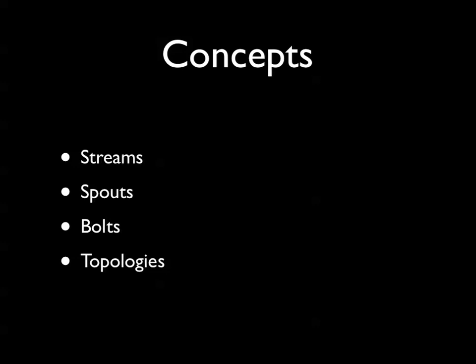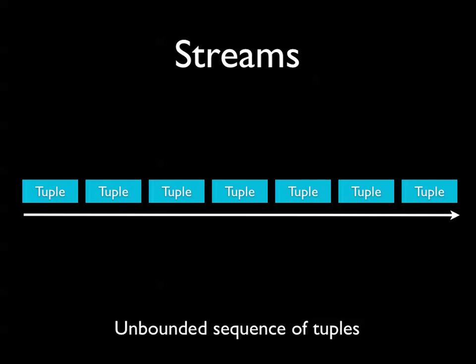Okay, so let's dig into the concepts of Storm. Storm has 4 main concepts: streams, spouts, bolts, and topologies. Streams are the core abstraction in Storm. When you're using Storm, you're manipulating these infinite streams of data. A stream is just an unbounded sequence of tuples, and a tuple is just a named list of values.